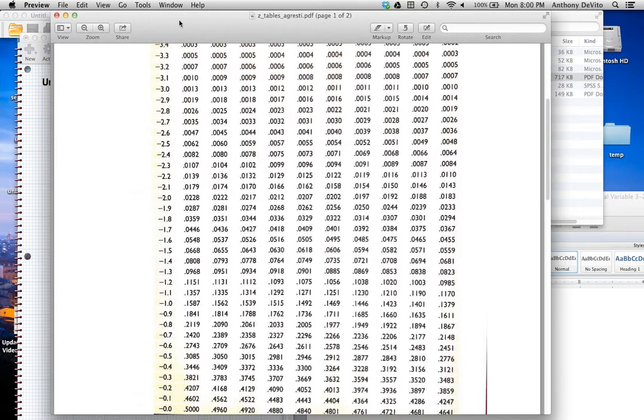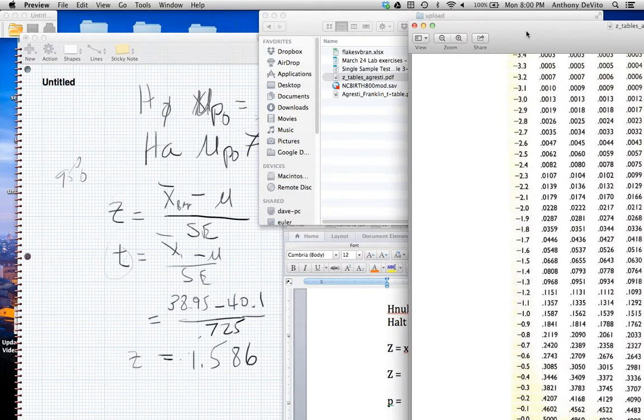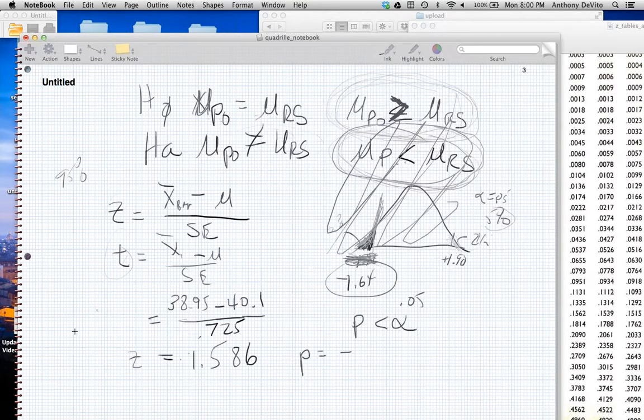0.0559. I'm going to call it 0.056. Okay, so now what that's telling me is that on this side of the distribution, 5.6% is where my z-score winds up. I have a 5.6% chance of being wrong on the low side.